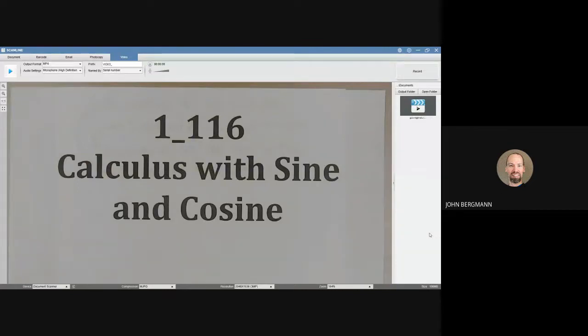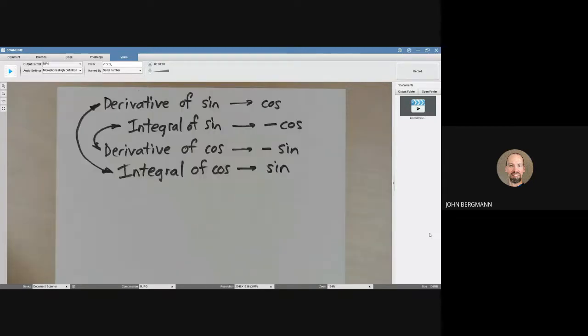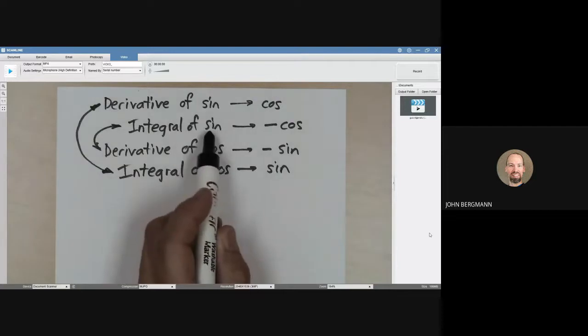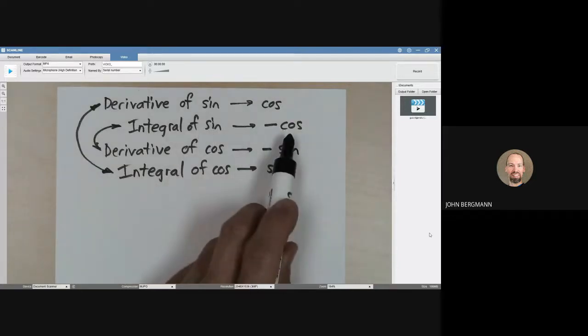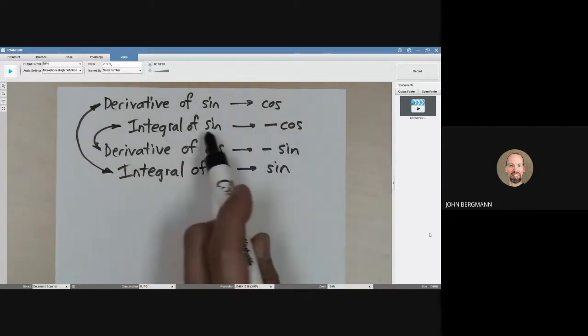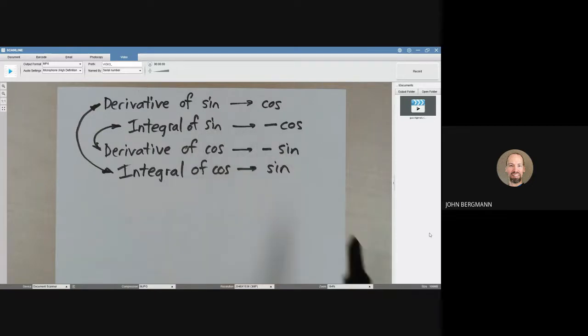In this video, we're going to deal with some of the calculus for sine and cosine. Long story short, when you differentiate sine, you get cosine. When you integrate sine, you get negative cosine. Or we might say if you integrate negative sine, you'll get positive cosine. Put the negative sign on whichever side of the equation that you want here.